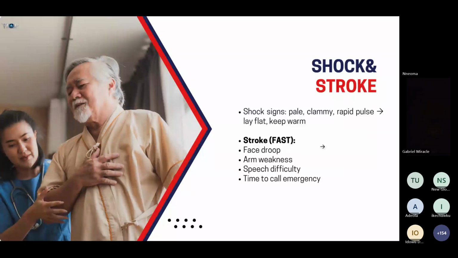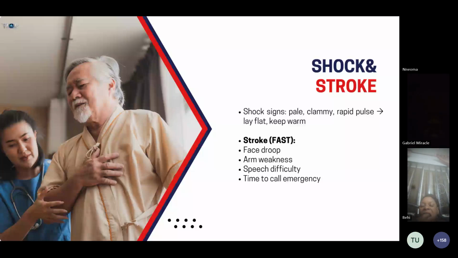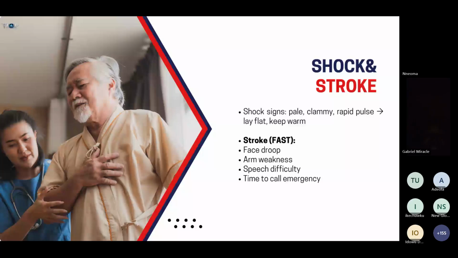Now what do you do in a case of shock? You lay the person flat and you ensure that they are kept warm. Then for stroke, there's an acronym. I call it FAST. When you see the face drooping, arm weakness, like the person cannot lift their arm anymore, then the person cannot talk anymore, then it is time to call emergency. It is an urgent situation. The person has to get to the hospital fast.